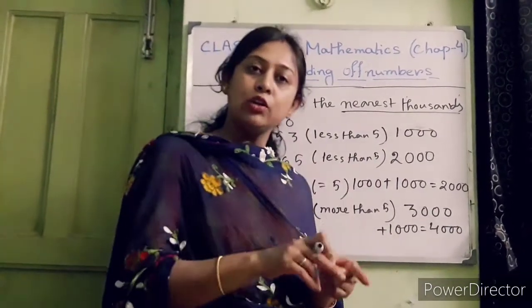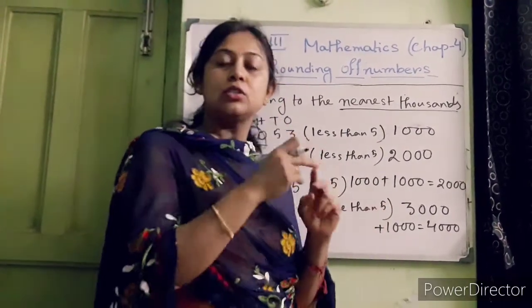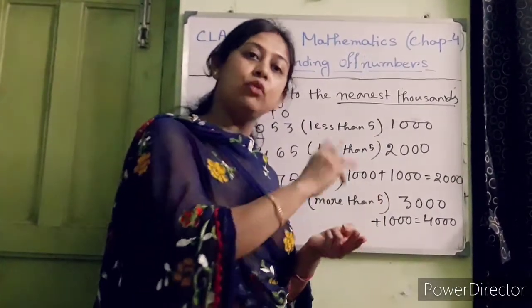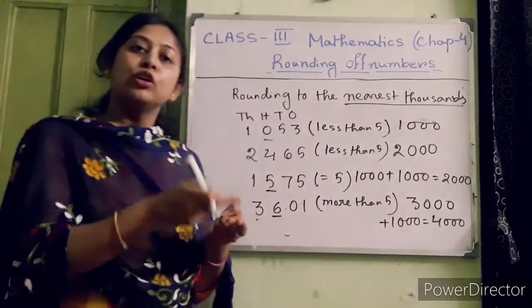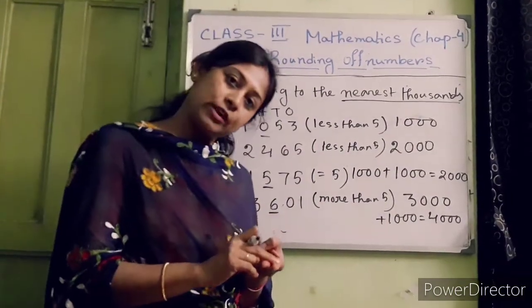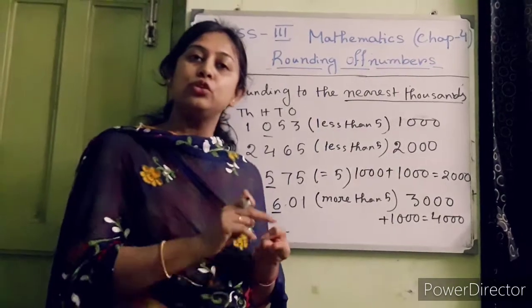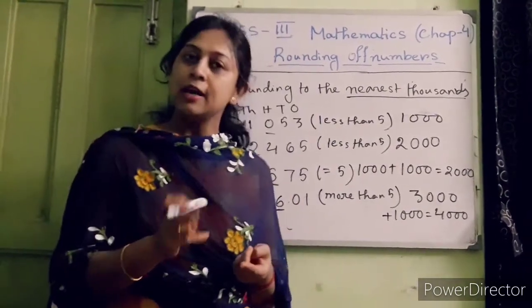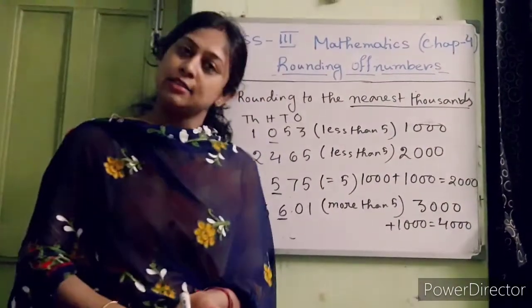Or if it is equal to 5 or more than 5: for tens you first put 0 on the 1 place, after that you add 10, and you will get your answer. For 100 you put 0 on the tens and 1 place, after that you add 100 and you will get your answer. And for nearest 1000, you first put 0 on the 100, tens and 1 place. After that you will add 1000, you will get your answer. Clear?